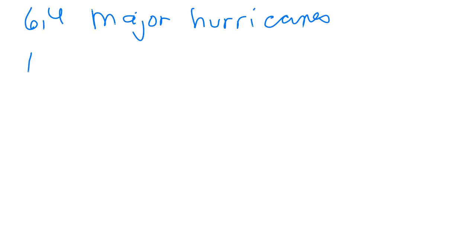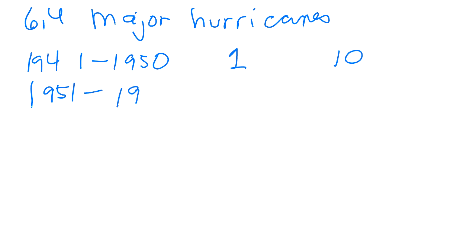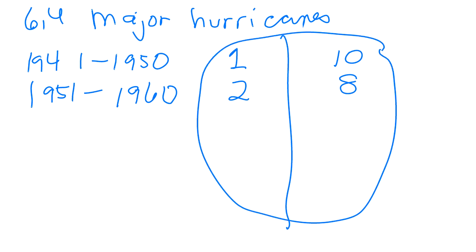So the first decade was 1941 to 1950. You could just make that 1, and then the major hurricanes was 10. And then from 1951 to 1960, you make that 2. Major hurricanes was 8. And this is what you use in Excel. Does that make sense? Yes, that makes sense. Okay, good.